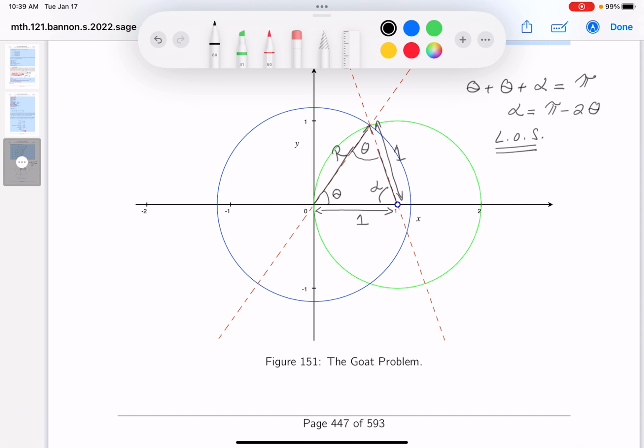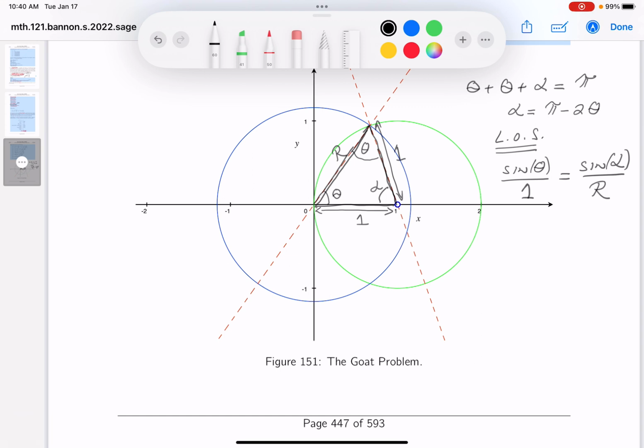And I'll write it down. And what do I got? I have sine of theta. Let's take a look at that. Again, I'm looking at the triangle. This is the triangle I'm looking at. The sine of theta over 1 is equal to the sine of alpha over r.